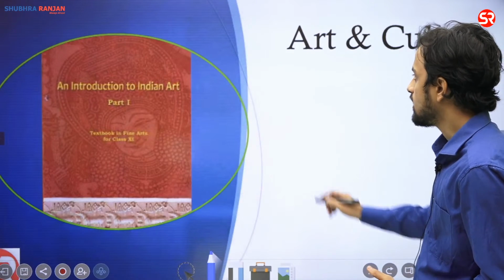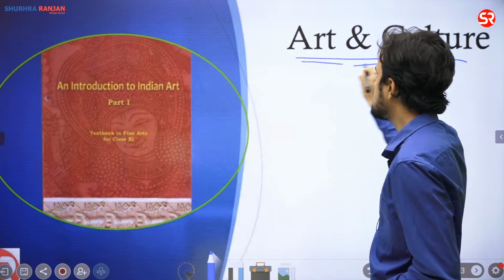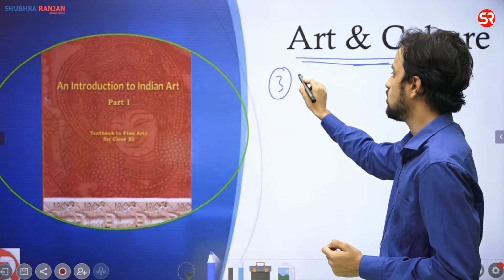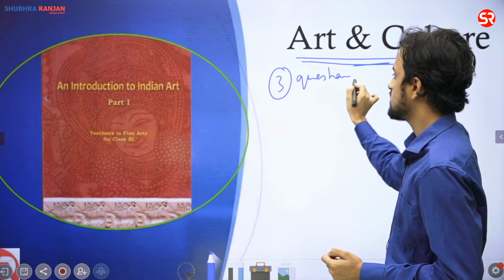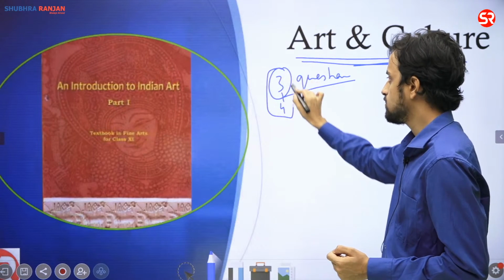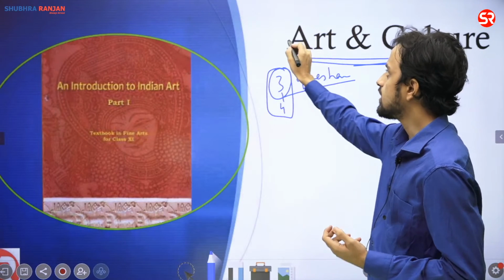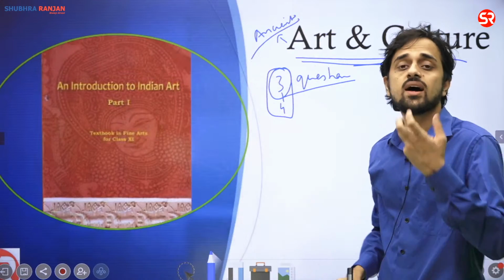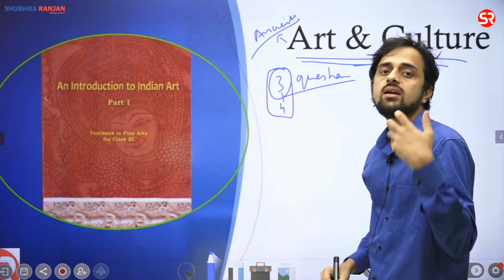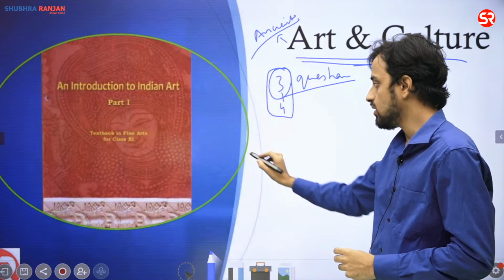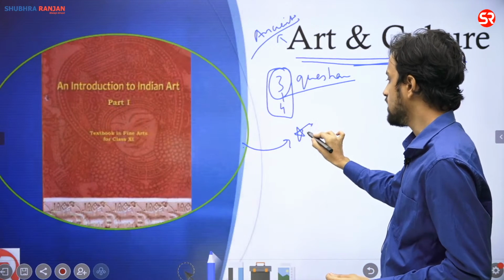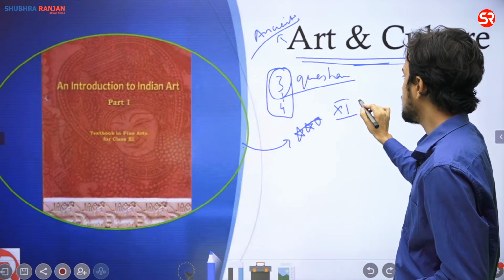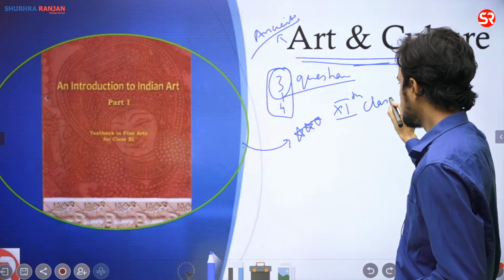Another thing is about art and culture. A lot of students fear art and culture. Art and culture itself will give you some 3 to 4 questions in the prelims examination, and a lot of students fear this portion. It has to be understood firstly that art and culture must be read along with ancient history. Meaning, for example, when you read about the Harappan civilization, you should also read about art during the Harappan period. And the book to refer, and this book is very, very important to read, is Introduction to Indian Art, which is the 11th class NCERT for art and culture.